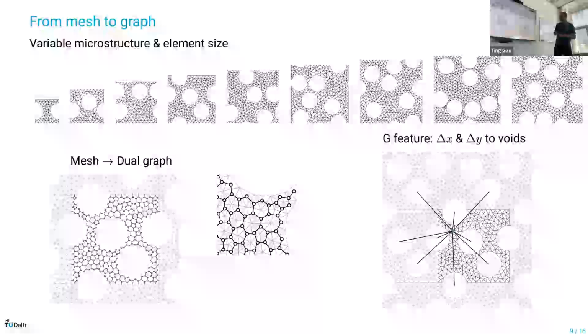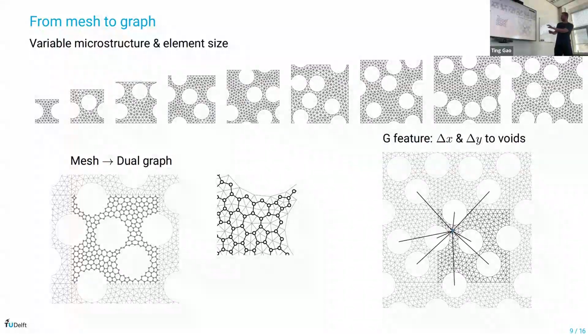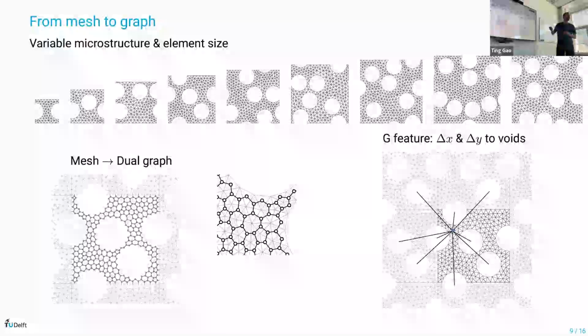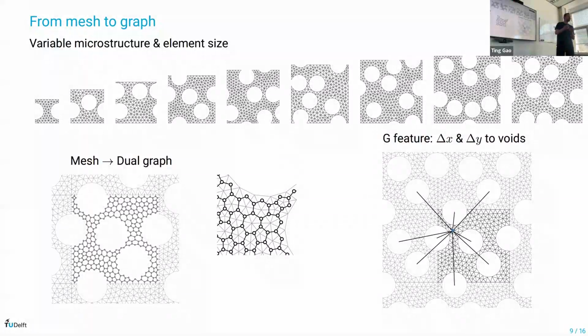Another thing that we gave then is the location of each element relative to the local geometrical information. So in this case, we have voids. This could be some other information that learns how close am I to this, that influences how it will perform in the end.